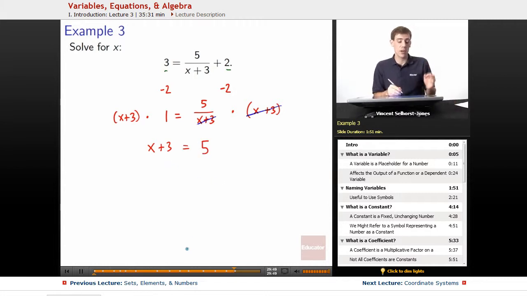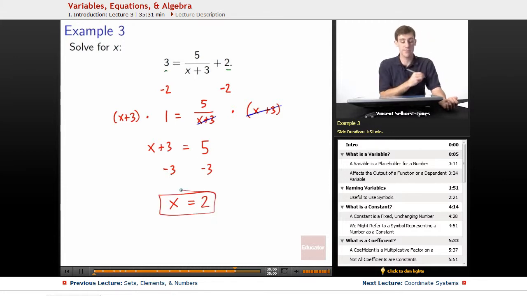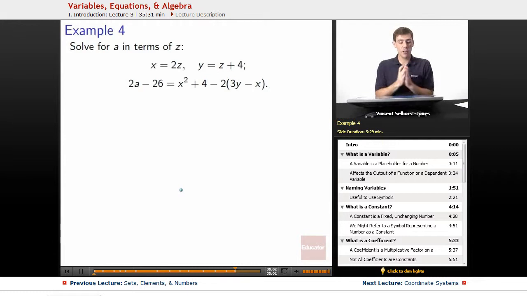Now we ask ourselves, how can I get that x alone? Oh, it's not too hard from here. We just subtract 3 from both sides, minus 3, minus 3. We get x equals 2, and there's our answer. Great. Example 4, final example.